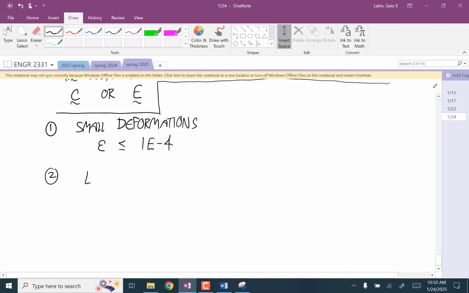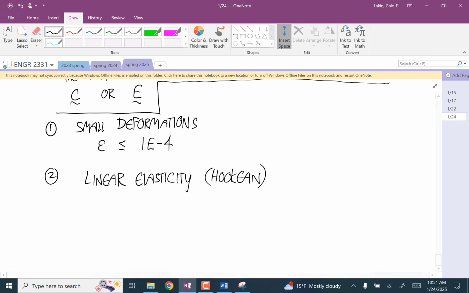The second one is linear elasticity, or in other words, Hookean materials. So this never really works for rubber, which is the most obvious example. It doesn't work for polymers very well, but it works for steel and concrete within a certain range.